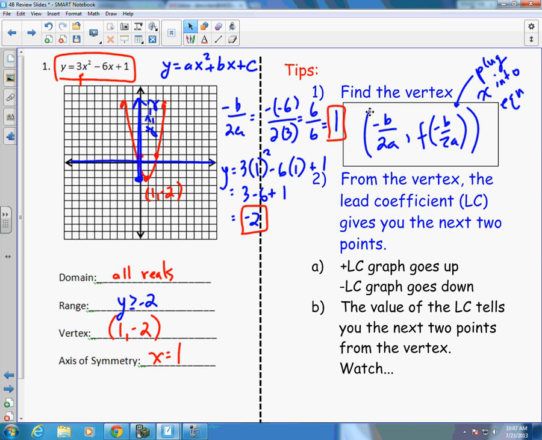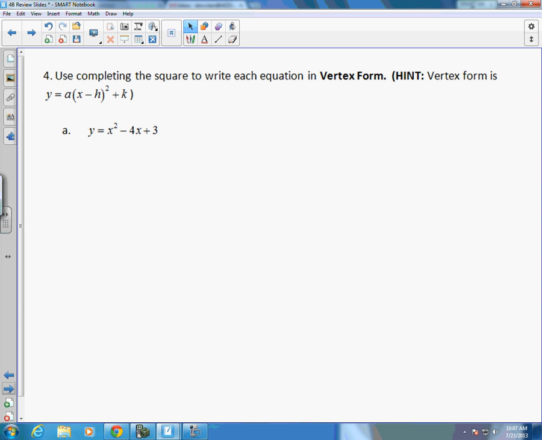Okay? Next question is number 4. Number 4 says, use completing the square to write each equation in vertex form. Looking at that, it's a very straightforward process. The way you do this is by kind of ignoring that 3. My first step is I'm going to add something here, keep my 3 there, and then subtract the same thing, because you can't just add something to an equation. That's not legal. You've got to subtract it as well.